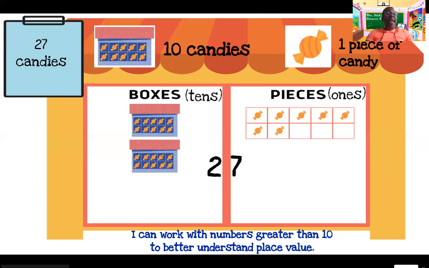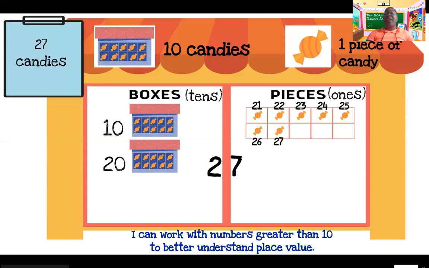Great job. So now we just have to do a quick count and check our work. So remember, the 2 boxes are 2 tens. So how many candies are on the boxes side? Remember, if we're on the boxes side, we can count by 10. Let's do that. 10, 20. Great job. Now, when we're ready to count our pieces, we start with the next number after 20. 21, 22, 23, 24, 25, 26, 27.